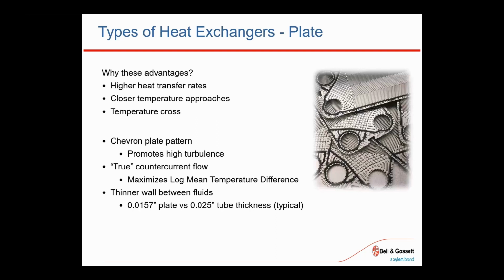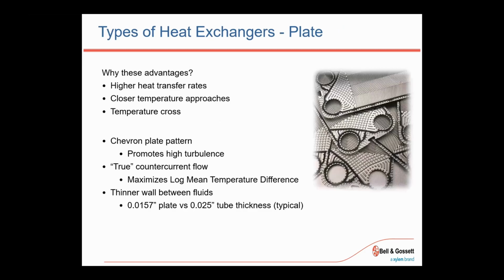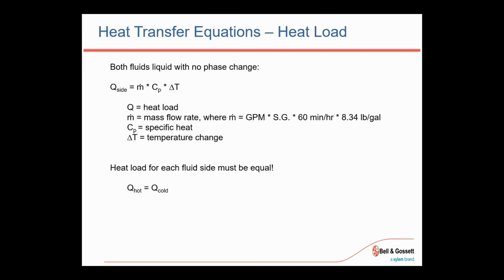So, some of these advantages: temperature cross, the approach we'll talk about, and part of the benefit to this unit is the turbulence that it creates with the chevron patterns, and it has a true countercurrent. So take that slide. We'll talk about it in just a moment, actually.